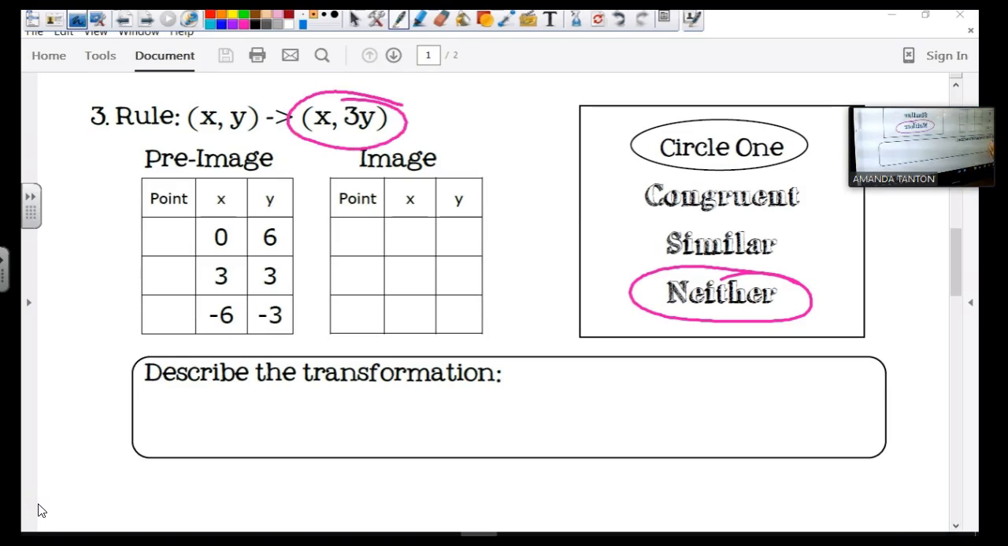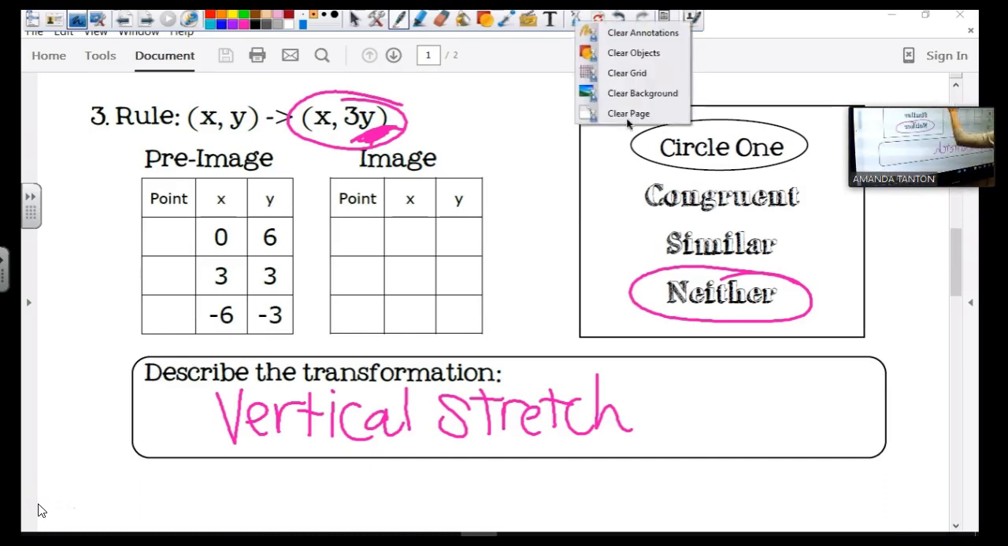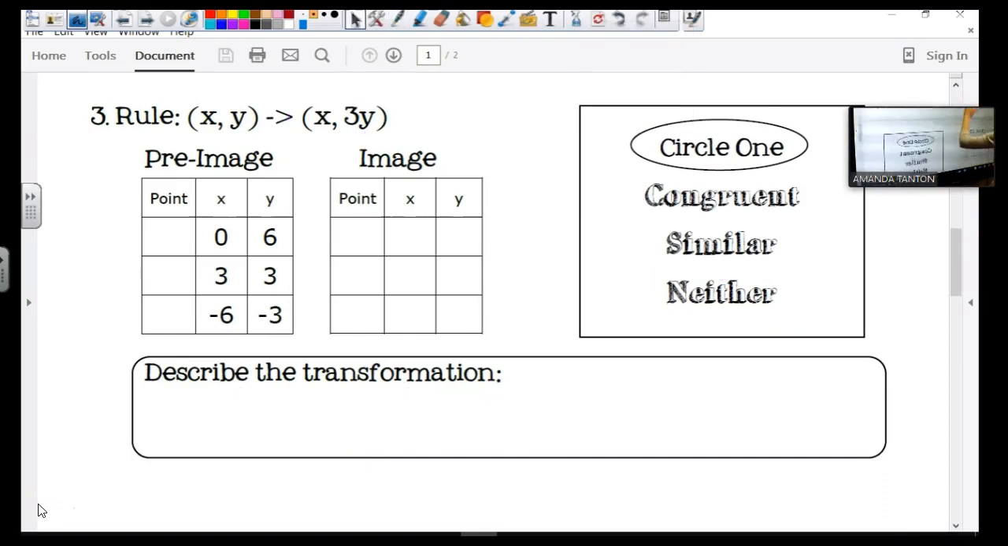3 times 1. It was a vertical, what? Stretch. Okay, so how did I know to write the word vertical? Why did I pick that word? Because we affected y. And why did we pick the word stretch? 3 is greater than 1. There we go. Very good. All right, let's clear out and move on.